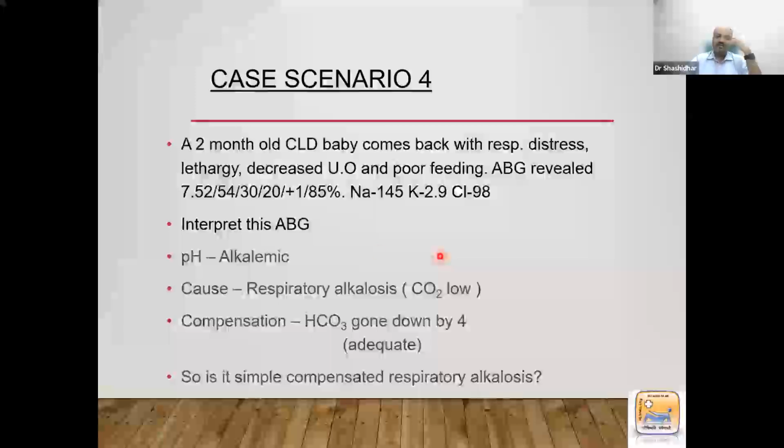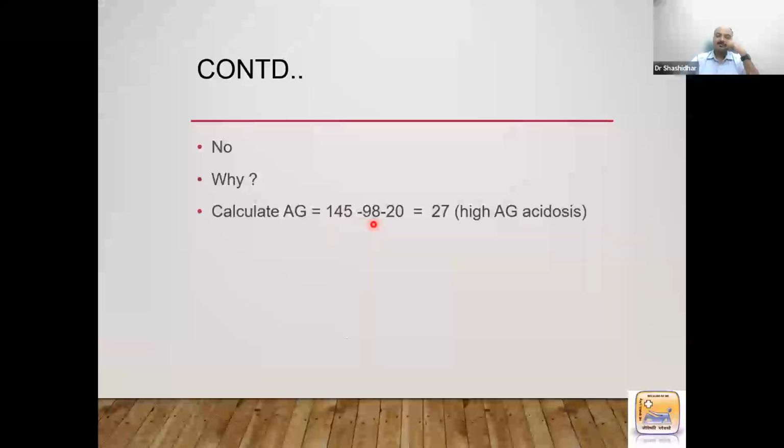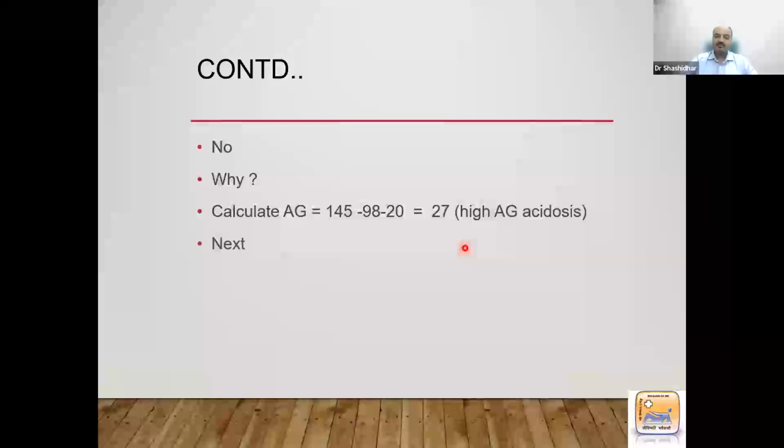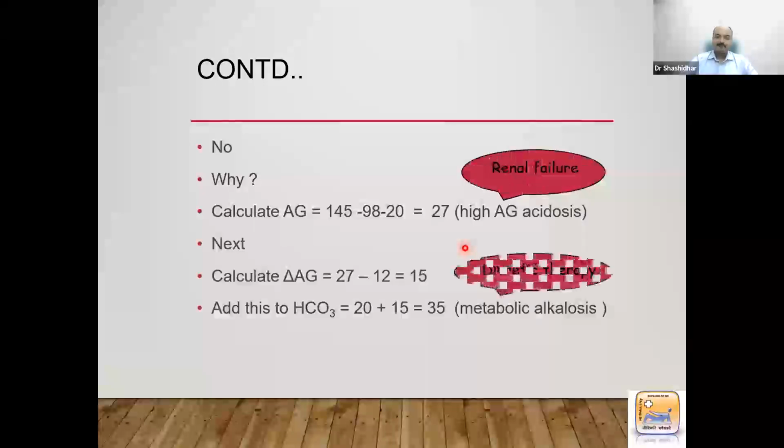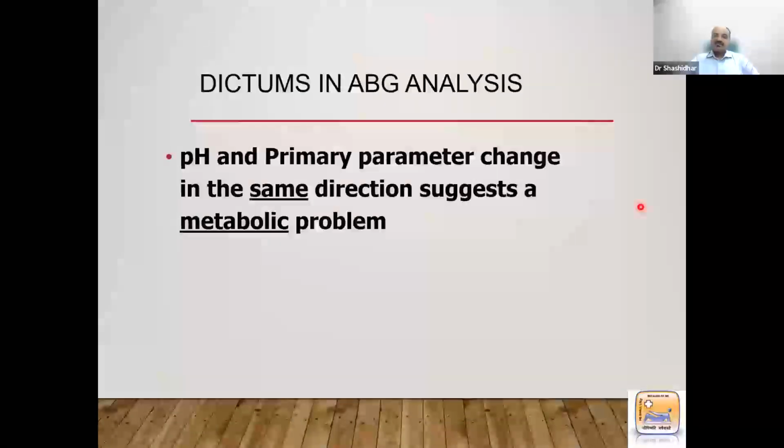Now calculate the anion gap. That's why I've given you the values. So anion gap is sodium minus chloride minus bicarb. So you get 27. Remember what I showed you: whenever anion gap is more than 20, there has to be an additional component of metabolic acidosis. So there may be a component of metabolic acidosis which you need to suspect.